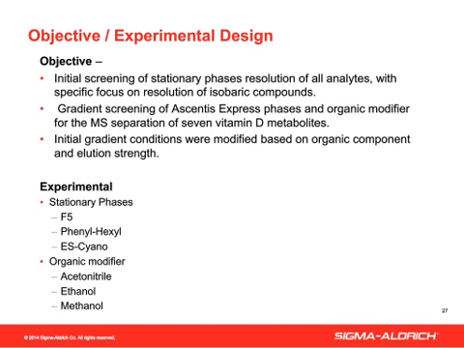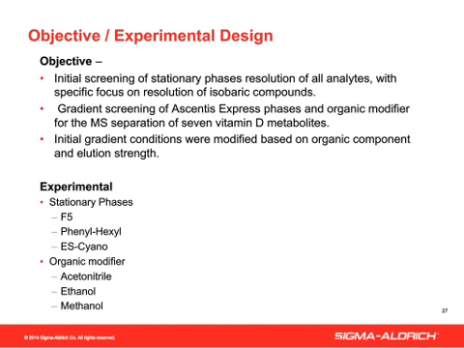The first pass is to do initial gradient screening. This is a very common practice for reverse phase chromatography. And then from that, we've tried to develop an isocratic method that might be a little more robust for the final assay. In the experiments, we looked at the pentafluoro phase, a phenylhexyl phase, along with a cyano phase, and then looked at different stationary phase organic modifiers to see what the impact was on selectivity with those different stationary phases.